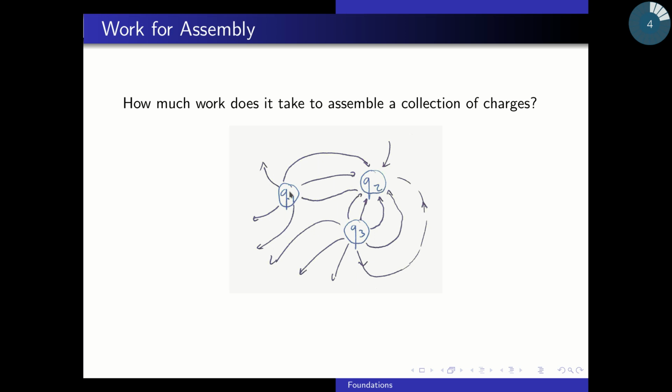Alright, so what we want to do with this now is we just want to assemble a collection of charges. And here I've taken a collection of 3 charges and sketched in what those field lines may look like. And you may be able to guess from looking at this what the signs of those charges are. Take a moment and think about that for a second. You should be able to identify.